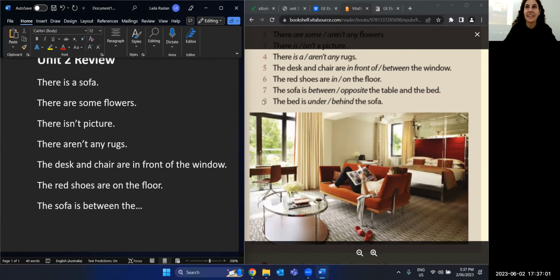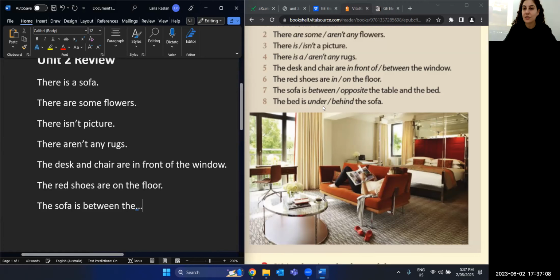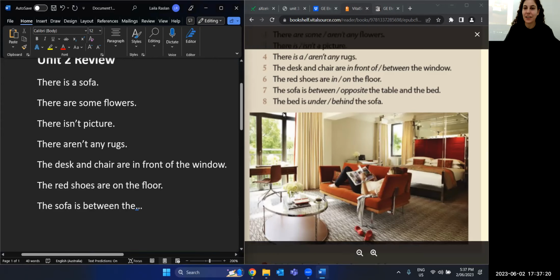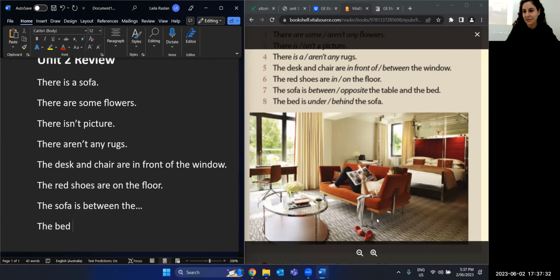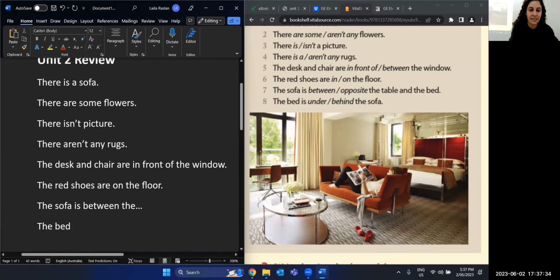And the last one, 8. Roxana. Oh, sorry, I forget. Solange, can you do number 8? Maybe she's coming to class. Okay, so Roxana, 8. The bed. Yeah, behind the sofa. It would be impossible for the bed to be under the sofa. So it's behind. Yeah, the bed is behind.